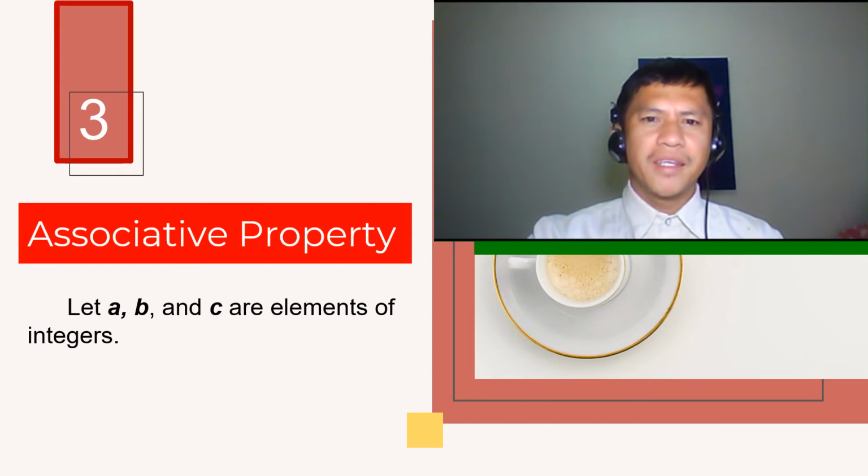The third property is associative property. So let a, b, and c all be elements of integers.